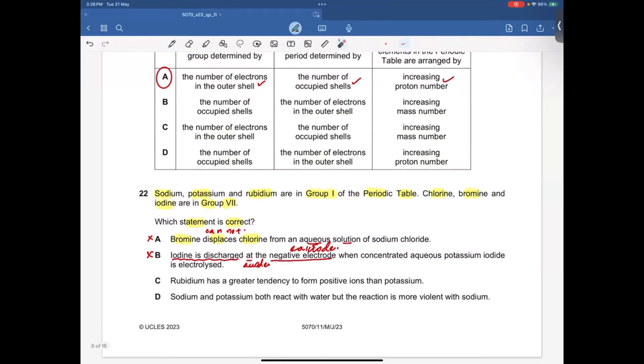Rubidium has a greater tendency to form positive ions than potassium. That's absolutely correct, because I've told you in the class that down the group, atomic size of the element increases. If atomic size increases, nucleus to valence electron attraction decreases. Then removal of electron becomes easier, and the formation of positive ions becomes easier. The reactivity also increases, which means C is going to be the right answer.